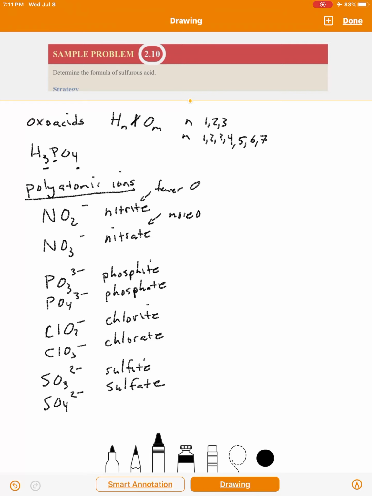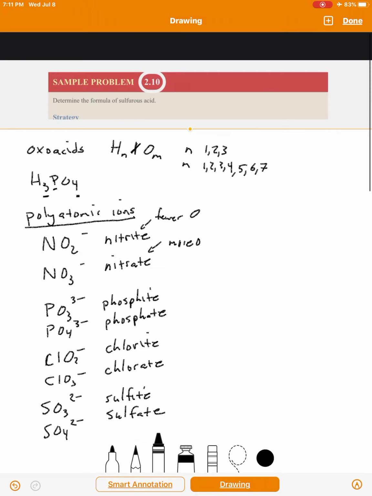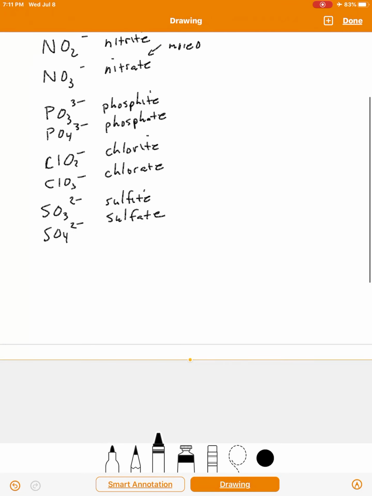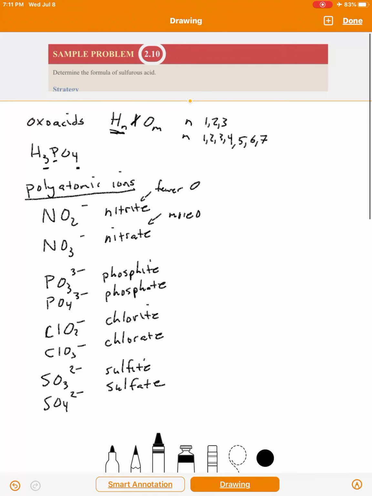Okay? Now here's what happens. When we say that we have what's called an oxoacid, it's a certain number of hydrogens, the non-metal, and then a certain number of oxygens. Oxoacids are nothing more than polyatomic ions containing oxygen. So these are the polyatomic ions containing oxygen with hydrogens attached to them. The number of hydrogens is the number it takes to neutralize the electrical charge.